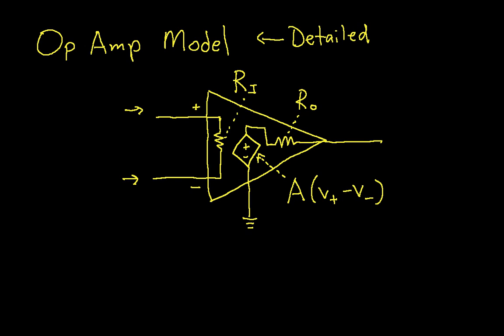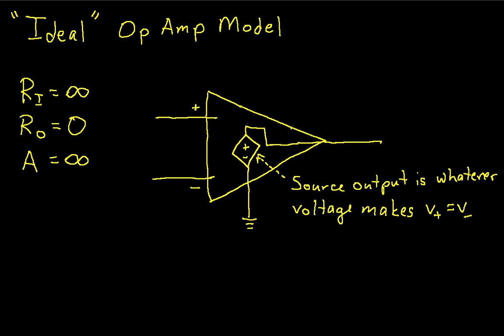Now again, as I said, in real life, in many applications, we don't have to worry about this detailed of a model. We can use what we call the ideal op-amp model. And the idea behind the ideal op-amp model is the input resistance is infinite, so it's like the two inputs just go to terminals inside the op-amp, and the output resistance is 0, so there's no output resistance, and the gain is infinite.